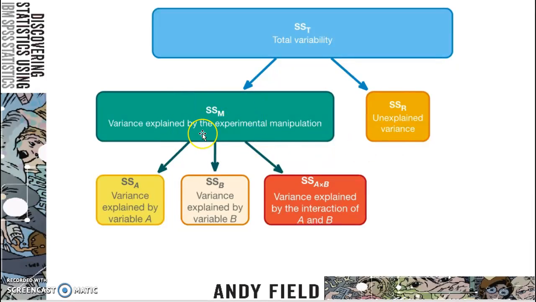And then this variance is further broken out by the spread of the scores explained by variable A, the spread of the scores explained by variable B, and the spread of the scores explained by the interaction of both A and B. So institution, gender, and the interaction of institution and gender explaining grit.